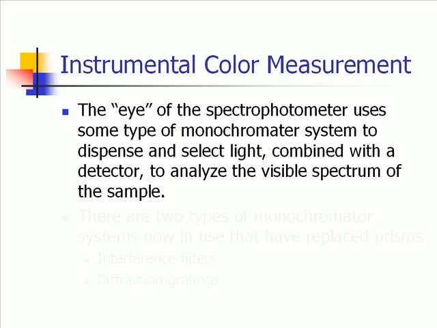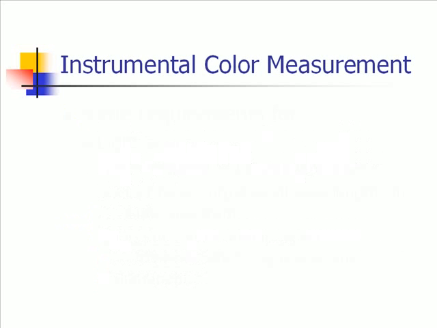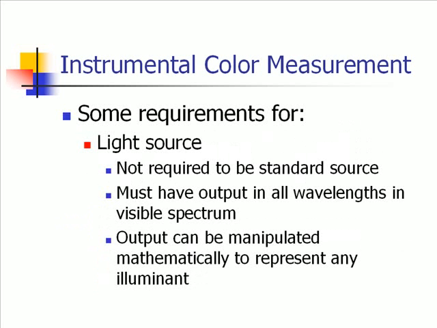Now our light source, there are some requirements for it. Now it doesn't have to be one of the standard sources. We talked about the standard CIE sources, but our light source doesn't necessarily have to be one of those. But what it must have is output in all wavelengths in the visible spectrum. So it has to have some output in all the wavelengths. From that, we can manipulate it mathematically to represent any illuminant. So any illuminant that we want it to be converted into, we can do that by just changing the numbers. Remember, illuminants are just the table of numbers anyway.